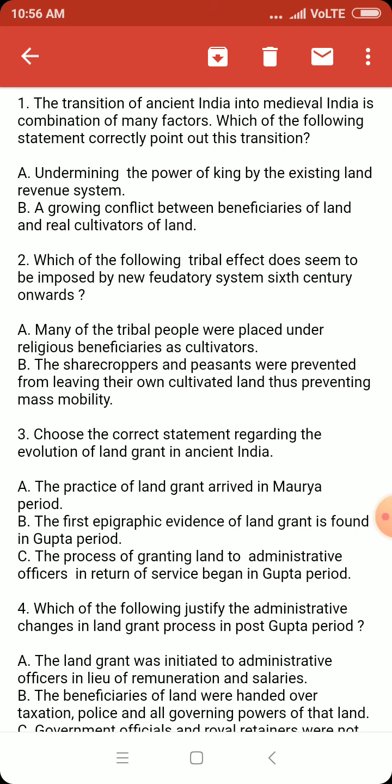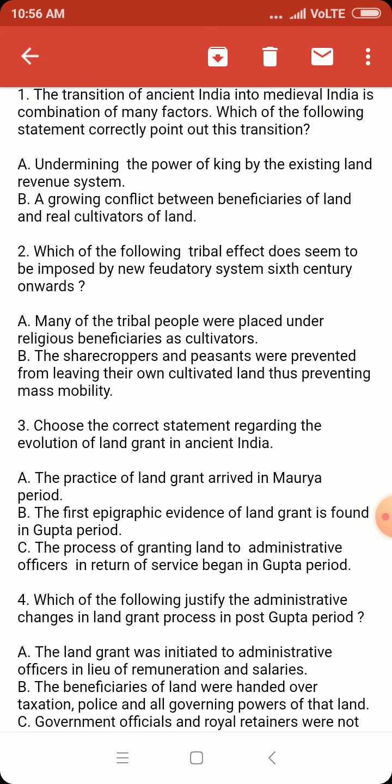Question number 1. The transition of ancient India into medieval India is a combination of many factors. Which of the following statements correctly points out this transition? We all know that there are various factors which contributed to transforming ancient India into medieval India, and the land grant system is one of them, because the land grant which developed in ancient India contributed to the rise of feudalism, and feudalism is a very prominent factor in medievalism, right? So the question is asking which of the following statements correctly points out this transition phase.